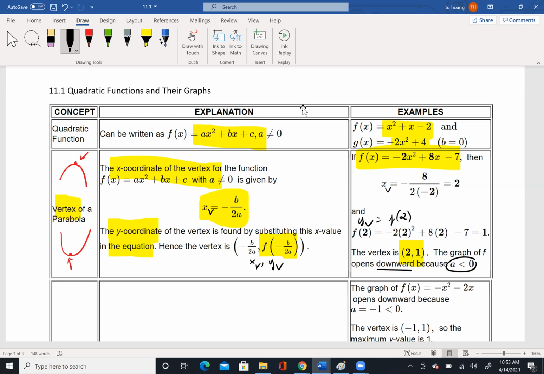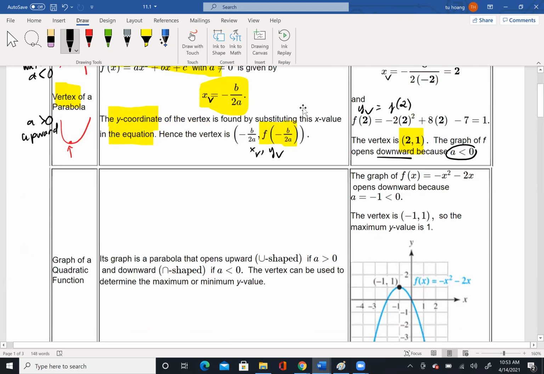So if a is less than 0, then you're going to have the graph open downward like this, right? And for a greater than 0, the graph will open upward, as with the parabola over here.